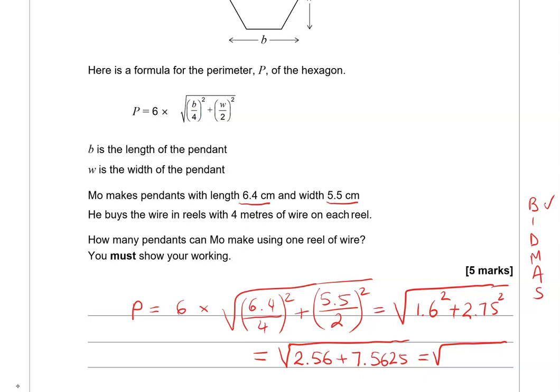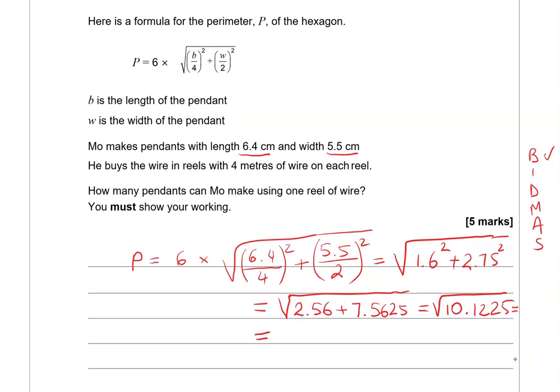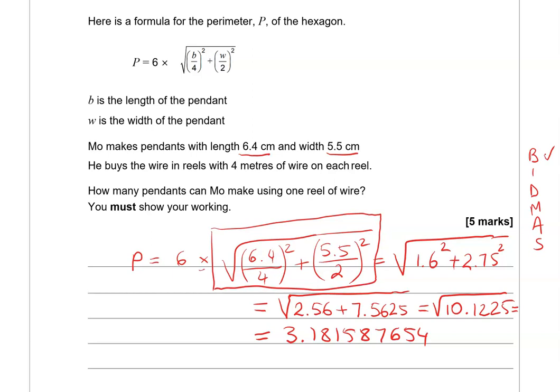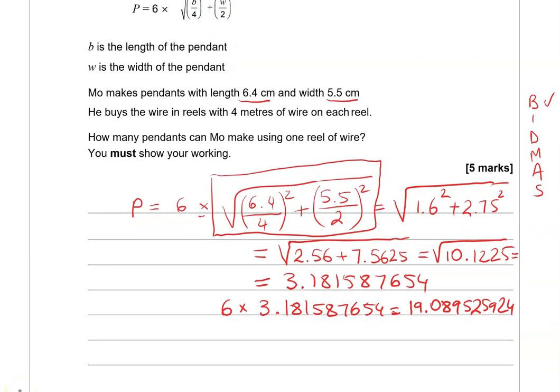So that is the square root of 2.56 plus 7.5625, which gives us 10.1225, which is equal to 3.18158765. Now we shouldn't forget that what this is equal to is just this part. We haven't multiplied by 6, so we're going to multiply by 6. It's very important we don't round off the numbers until the end. So now this gives us 19.089525924. The unit for this is centimeters.